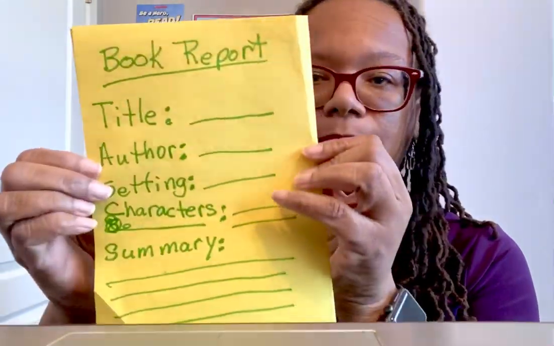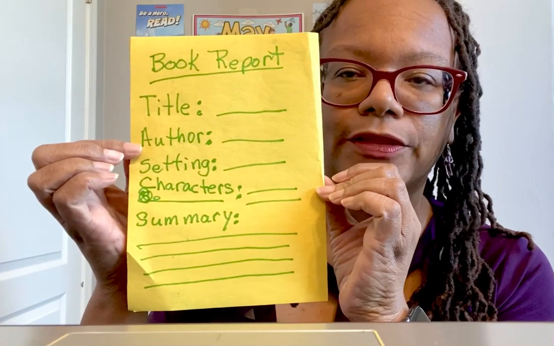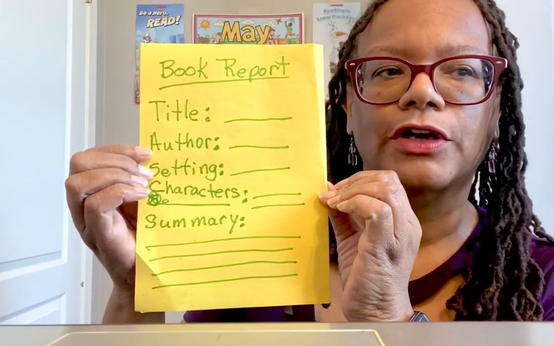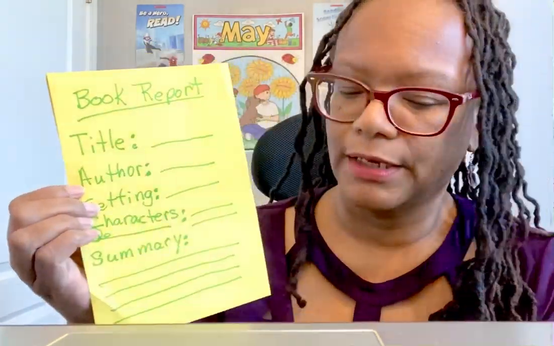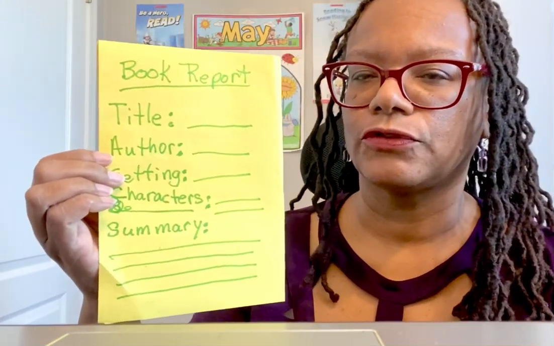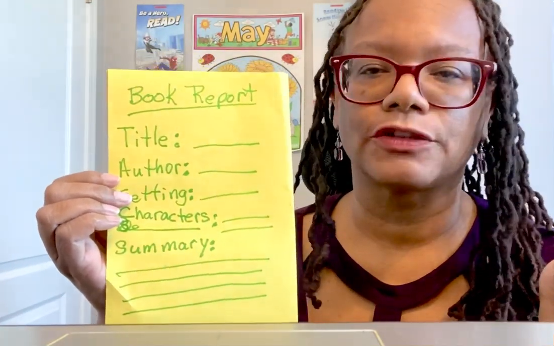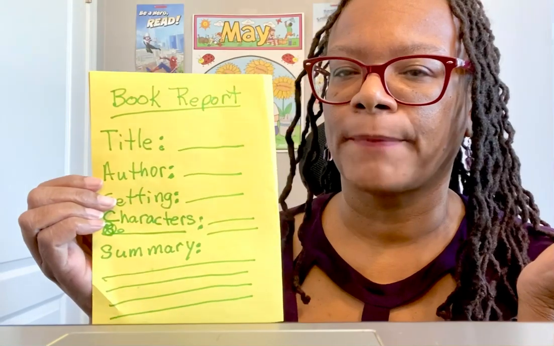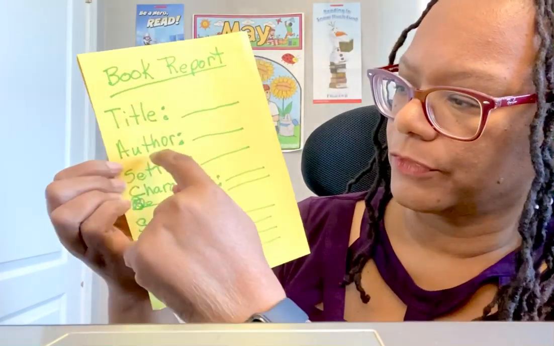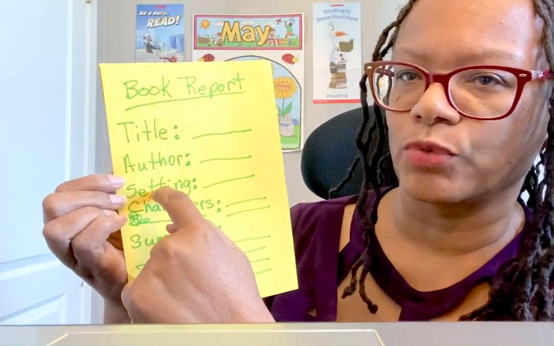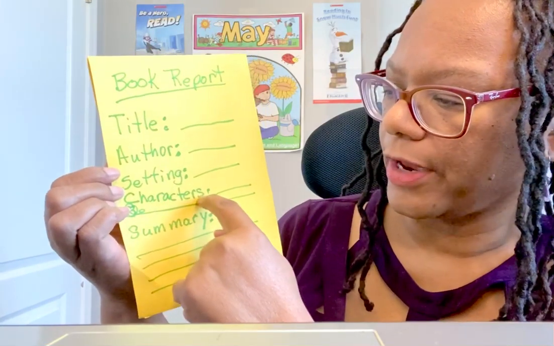So finish reading those books and then write your book report. Now this is the format of a regular book report. Sometimes we use worksheets in class, use a regular notebook paper. Write the title, the author, the setting, which is where it happened, the characters, and a summary, which is what happened in that story.